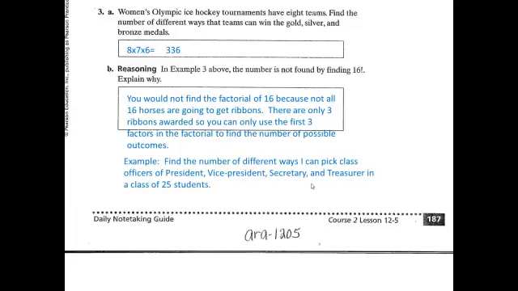We're going to find the different ways I can pick class officers of president, vice president, secretary, and treasurer in a class of 25 students. Well, for president, we would have 25 students available to be president. Then, for vice president, there would only be 24. For secretary, there would be 23. And for treasurer, 22. So we end up with a math problem of 25 times 24 times 23 times 22. Pause the video to find how many different ways I can pick class officers. The correct solution is 303,600 different possible combinations.